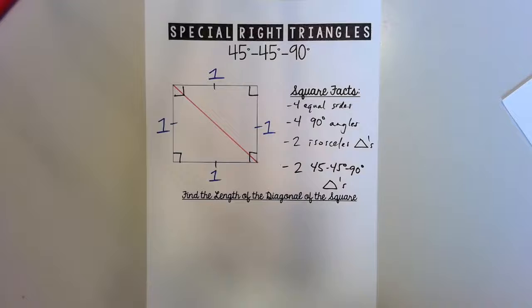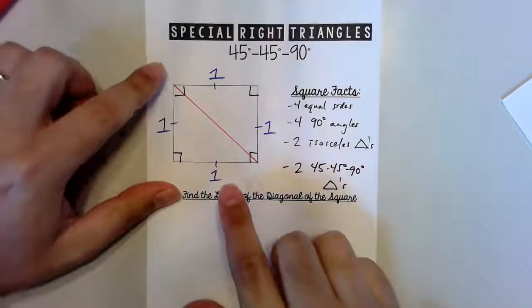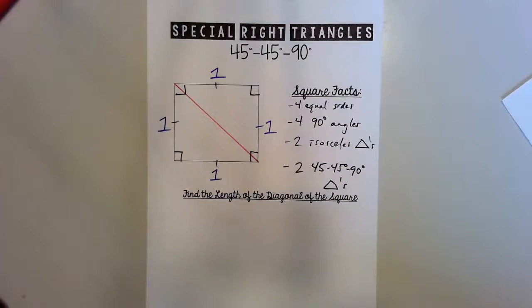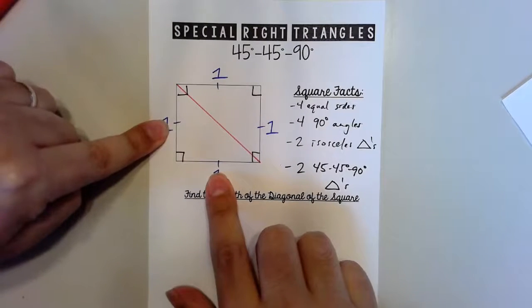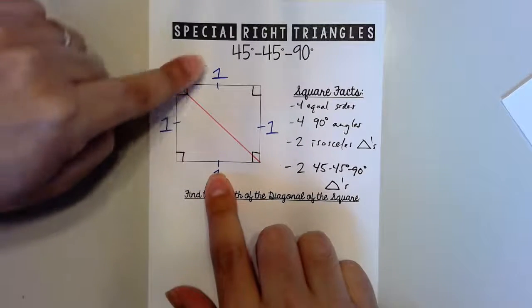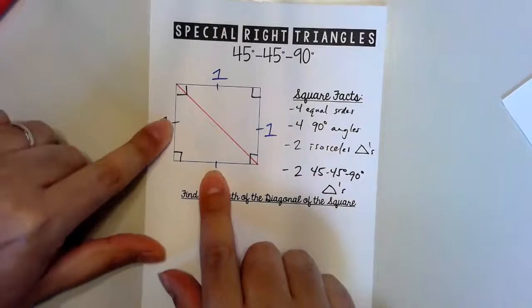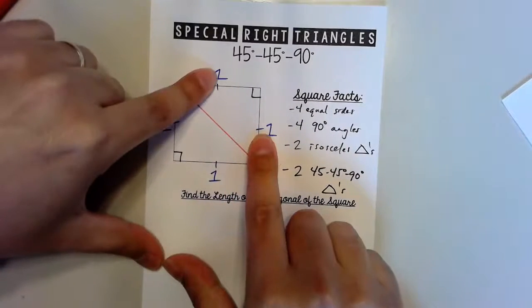Now the square facts, obviously 4 equal sides, has 4 90-degree angles. So you see I've connected the diagonal from one corner to the other. That creates two what we call isosceles triangles. Isosceles triangles means two sides of a triangle are the same. So if I have this triangle here, these two sides are the same, these two sides are the same.